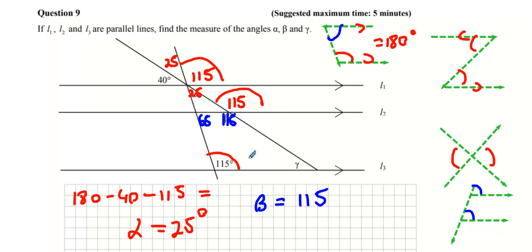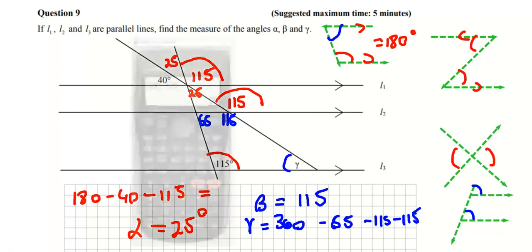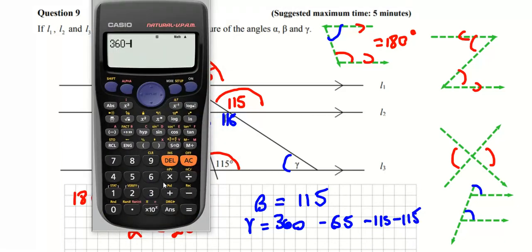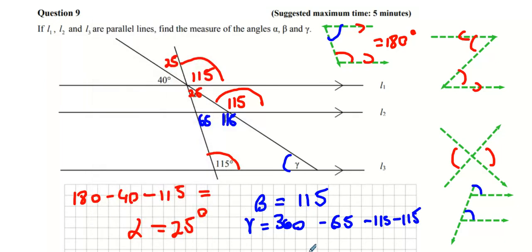Now, it's just a fluke that the two of these are the same because it's not a cyclic quadrilateral, it's a regular quadrilateral. So to get gamma, we're going to take everything away from 360. So it's going to be 360, take away 65, take away 115, and take away another 115, which is unusual, but is what it is.